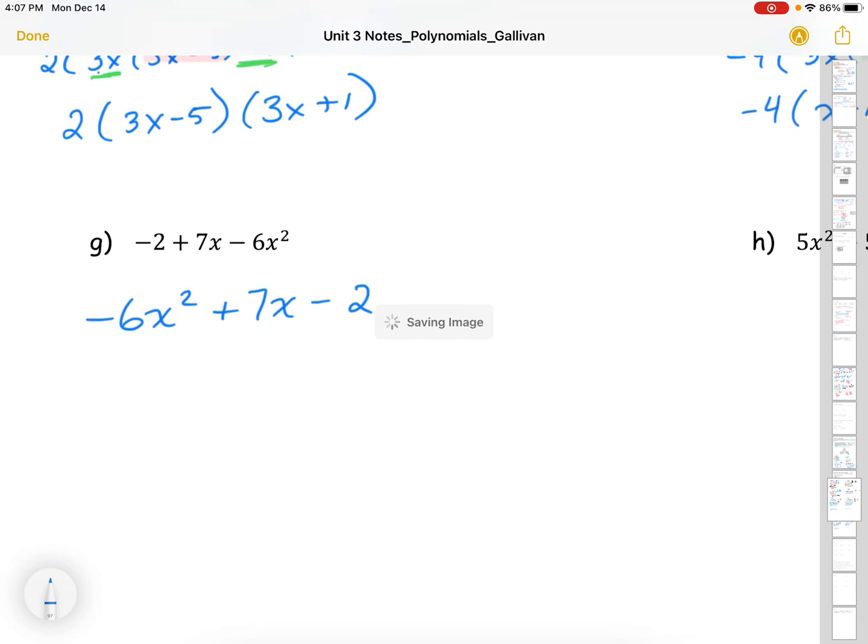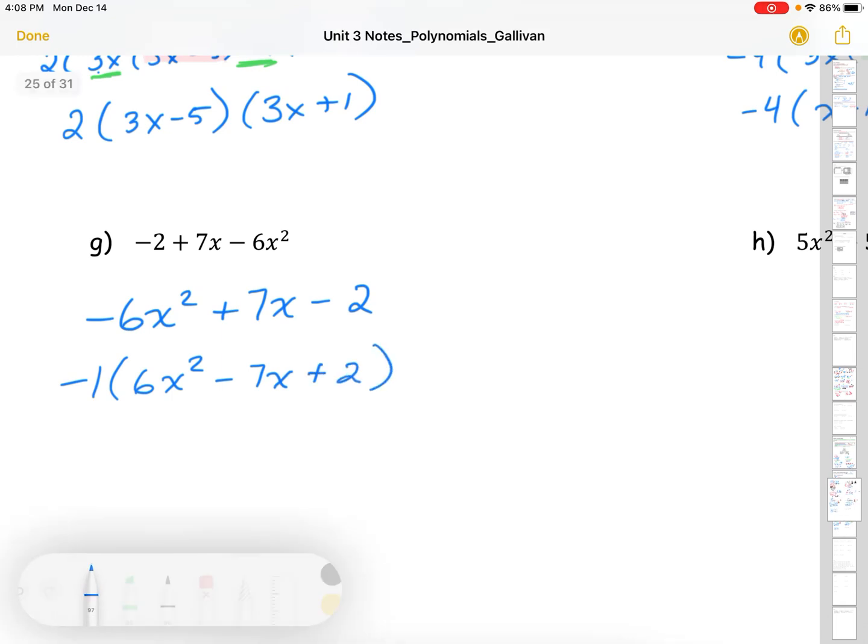Keep the signs with each expression. Now, the other thing is I have a negative sign. I don't like that, right? So I'm going to factor out that negative. Just 1 second. So negative, I can write a 1. It's okay. So I'll get 6x squared minus 7x plus 2. Basically, it just changes the signs of those.